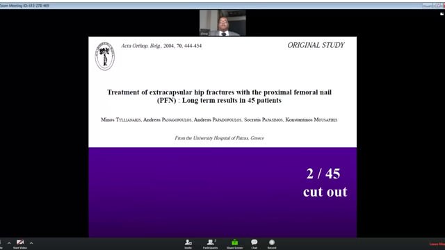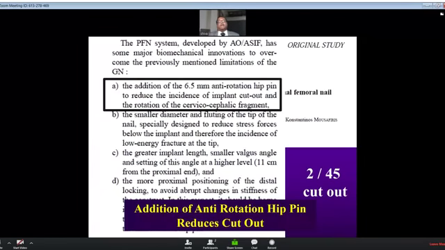This is a paper from Greece. Treatment of extracapsular hip fractures with the proximal femoral nail, long-term results of 45 patients. They had only 2 cutouts when compared to a single screw system, and they conclude that the addition of a 6.5 millimeter anti-rotation hip pin reduces the incidence of implant cutout, and the rotation of the cervicocephalic fragment is the main thing, the advantage of putting a second screw.